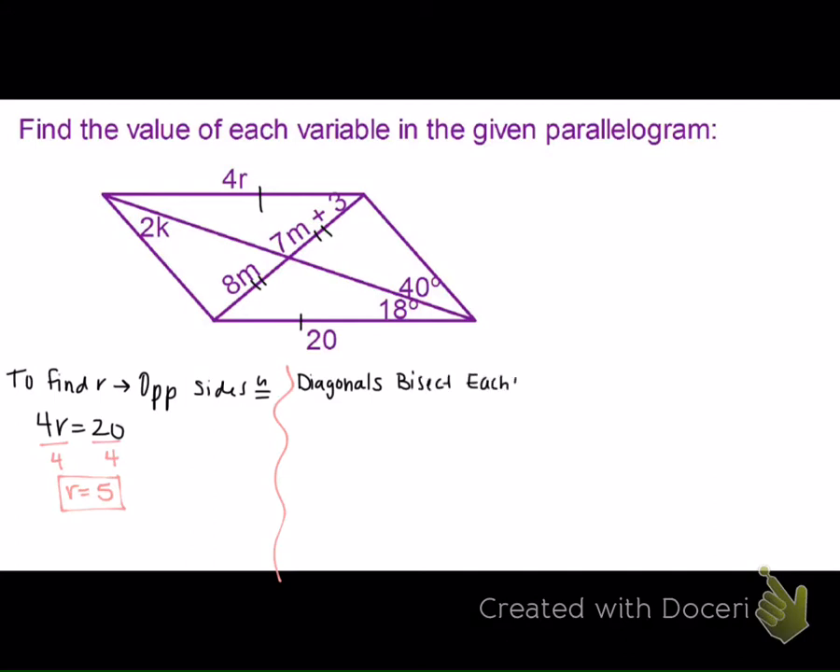So diagonals bisect each other. And this is to find M. So we say 8M equals 7M plus 3.